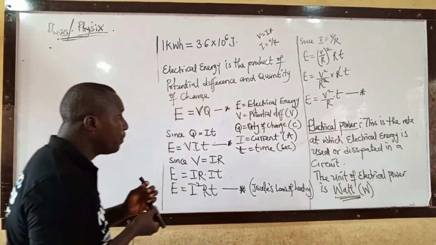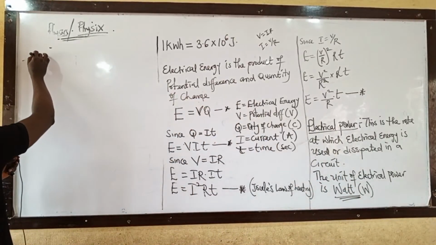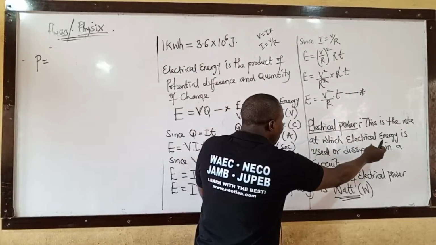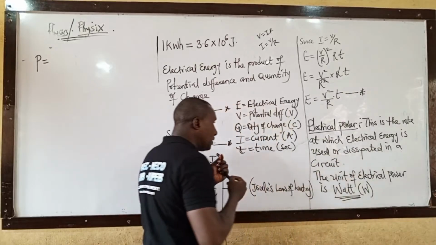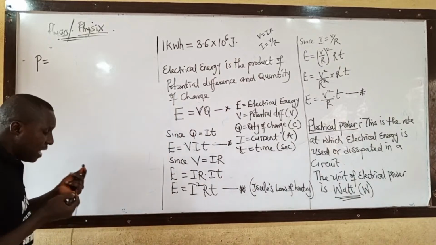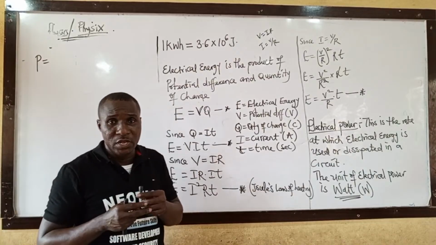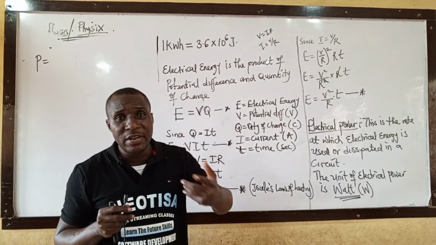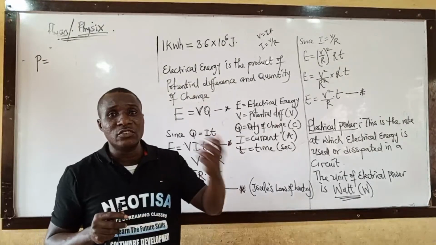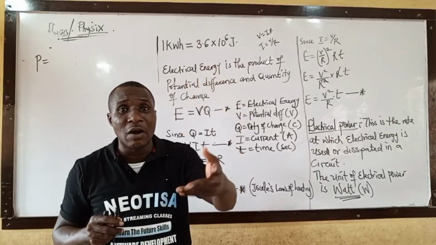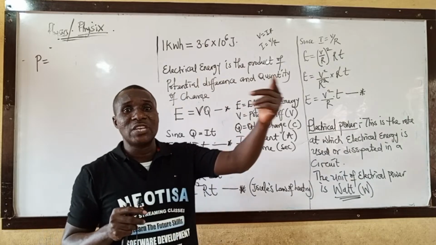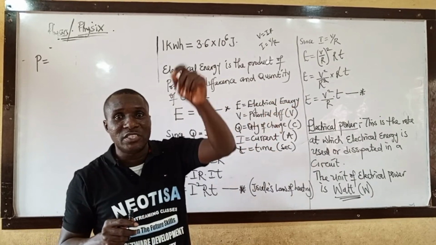That means I can simply say electrical power is the rate at which electrical energy is used or dissipated. And I told you in physics or chemistry, whenever you hear the word rate, it has something to do with time. The rate of electrical energy, that is electrical energy over time. If I say the rate of charge, that is current. Current is charge over time.